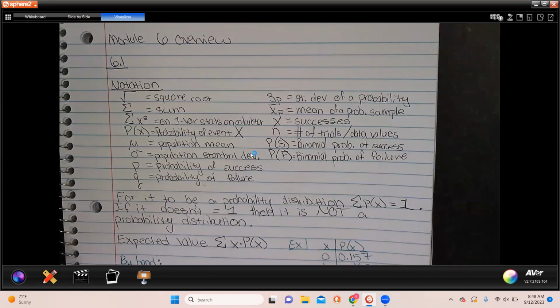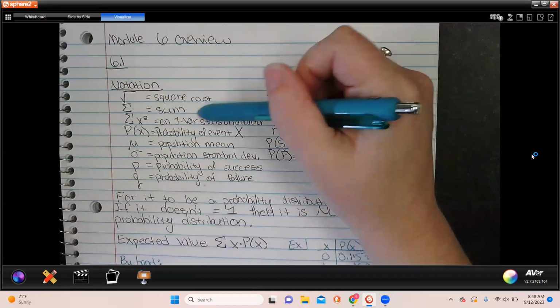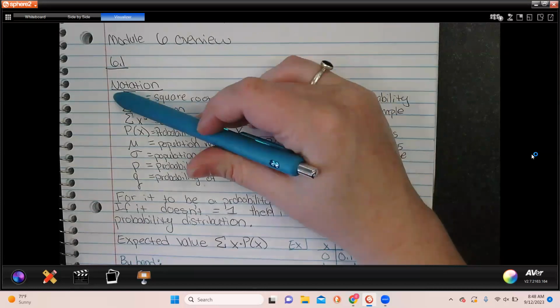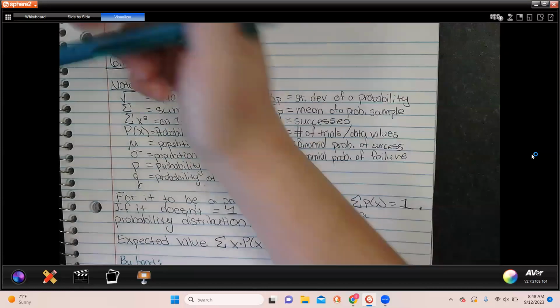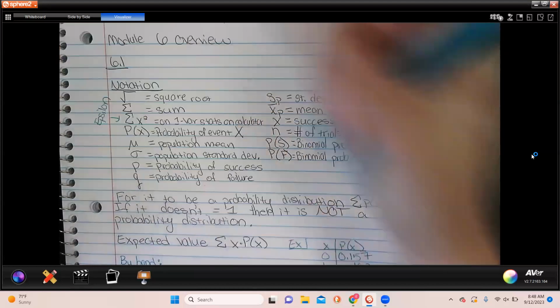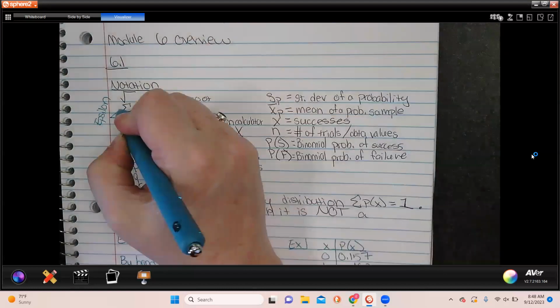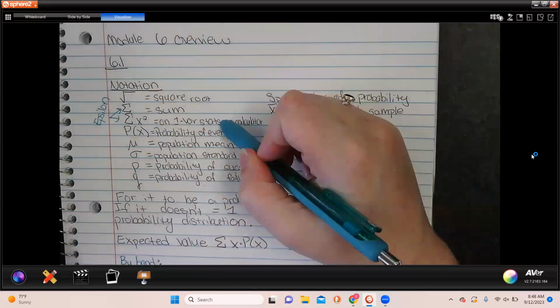There's some notation that comes from this module that they expect you to know, so I wrote it down. Some of these are very obvious, like square root. That's old school. But the sum comes from this letter right here. This is the Greek letter epsilon. Actually, it's capital epsilon, but you get my point. It means to sum, to add everything together.